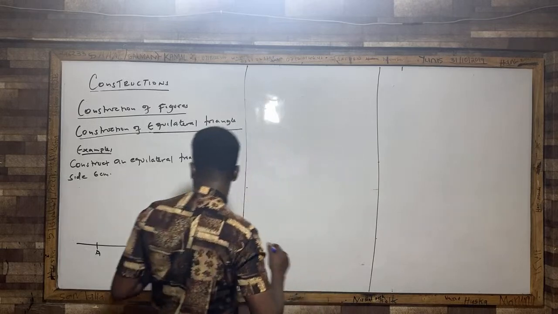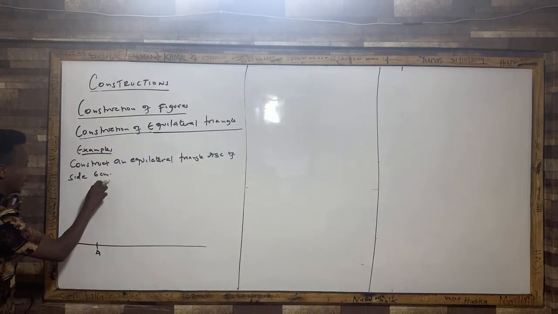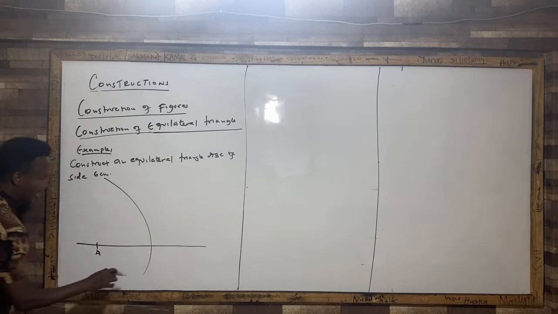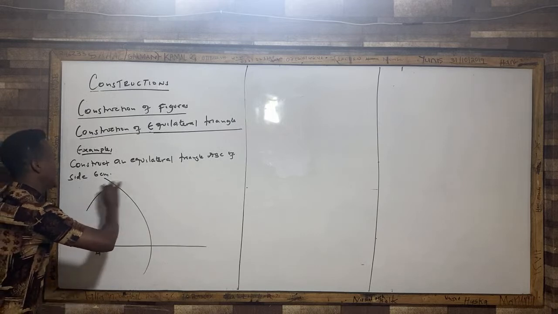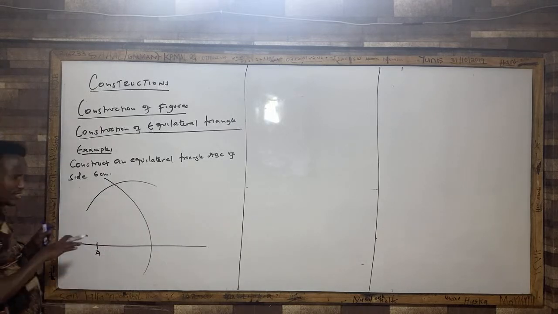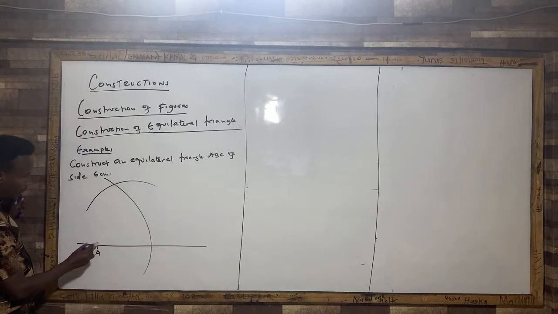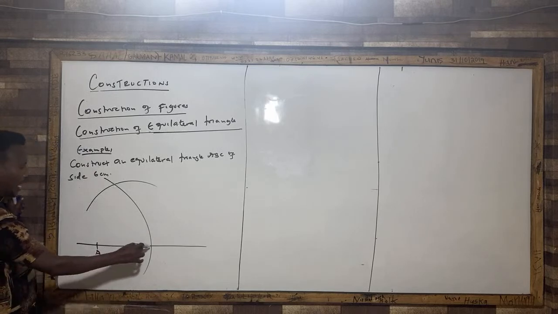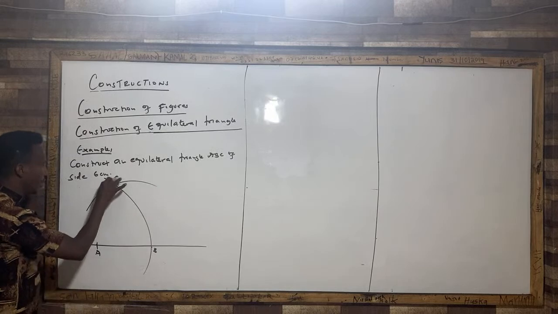Okay? Then I'll come here. With that 6 centimeter, I'll come here. I'll say like this. Draw an arc. Look at that. I'll also come here, bisect this arc. You see? With that radius, that 6 centimeter measurement, I'll come here, draw an arc. I will also come here, bisect the arc. So this is A, this is B, and this is C.